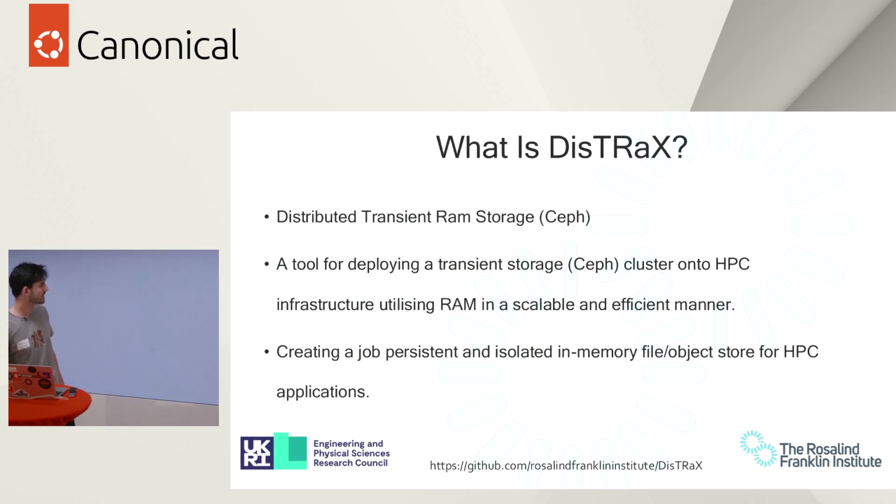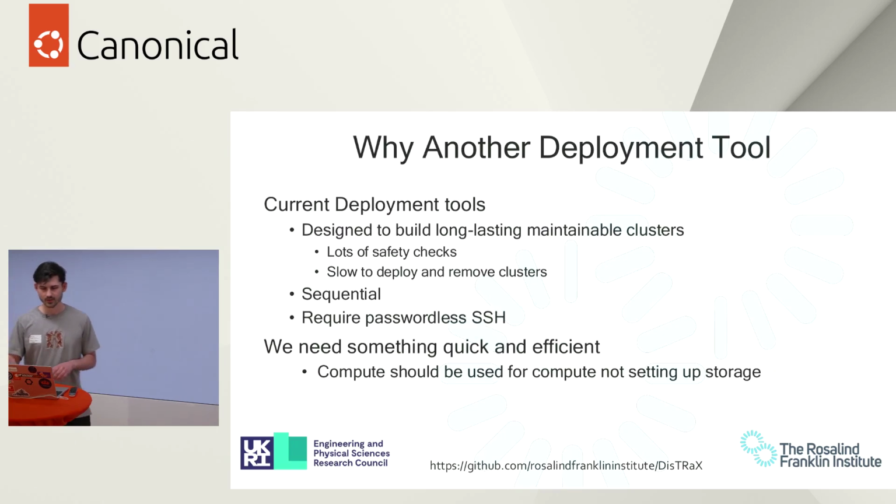So what is DisTRaC? DisTRaC is a distributed transient RAM storage. We specifically use Ceph as the main deployment. And it's a way of deploying Ceph onto a HPC cluster while utilizing the RAM in a scalable and efficient manner. So kind of in short, what we're doing is we're creating a job persistent, isolated in-memory file or object store for HPC applications. So essentially what I'm describing is a deployment tool.